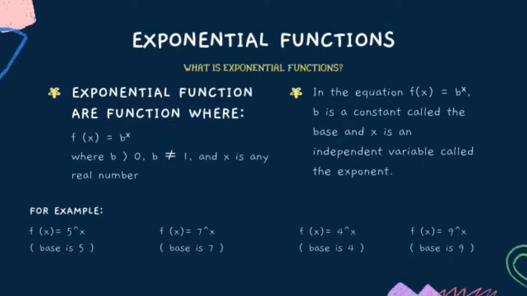For example, f of x is equal to 5 raised to x. Our base here is 5. Next, f of x is equal to 7 raised to x. Our base here is 7. f of x is equal to 4 raised to x. Our base here is 4. f of x is equal to 9 raised to x. Our base here is 9.